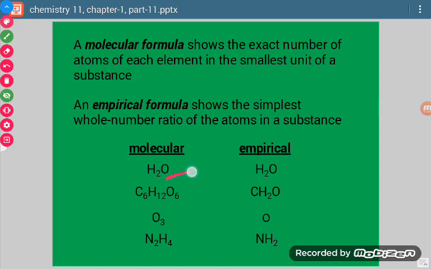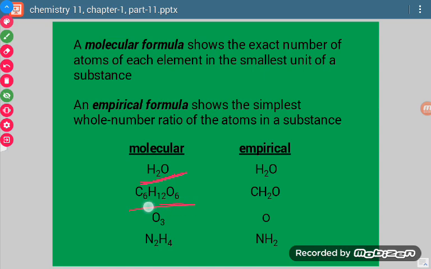For water, formula is H2O. Now see, there is presence of two atoms of hydrogen and one atom of oxygen, so there is no ratio. So what we can say, it will remain as it is. There will be no change in the empirical formula. So empirical and molecular formula in case of water are the same.